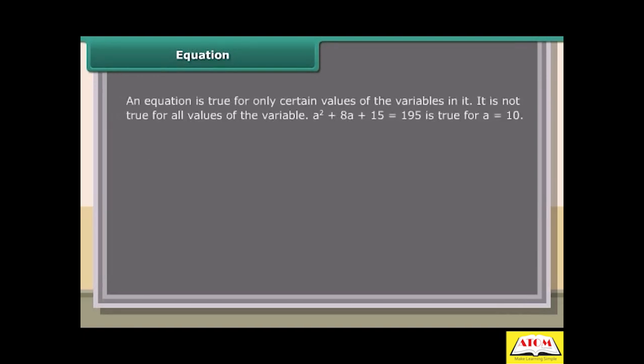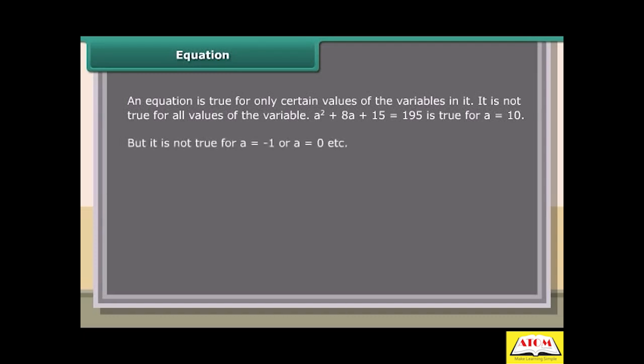Equation. An equation is true for only certain values of the variables in it. It is not true for all values of the variable. a squared plus 8a plus 15 is equal to 195 is true for a equal to 10, but it is not true for a equal to minus 1 or a equal to 0, etc.